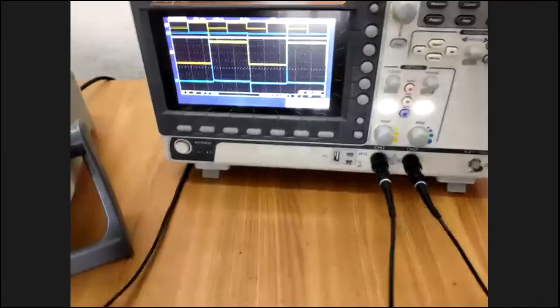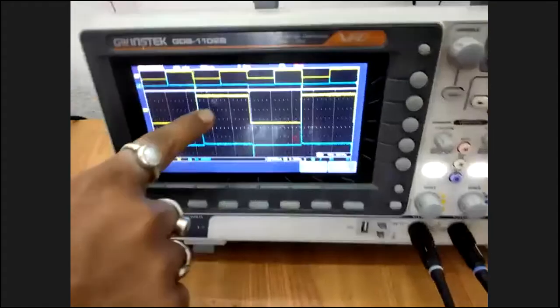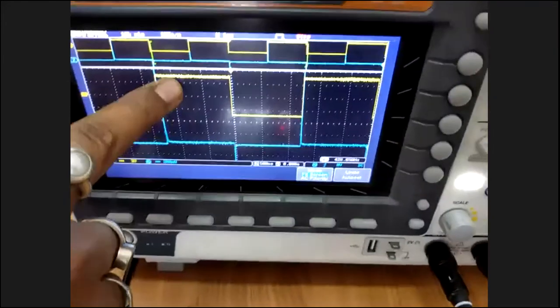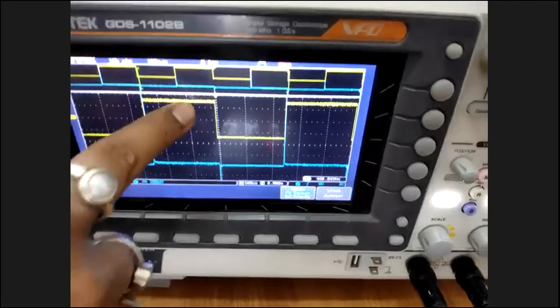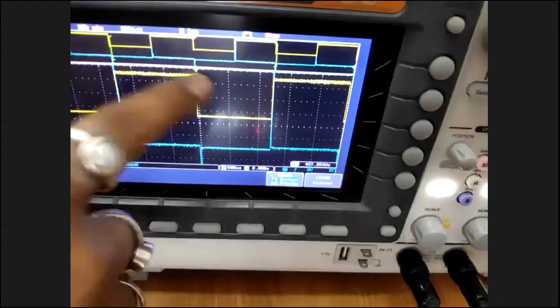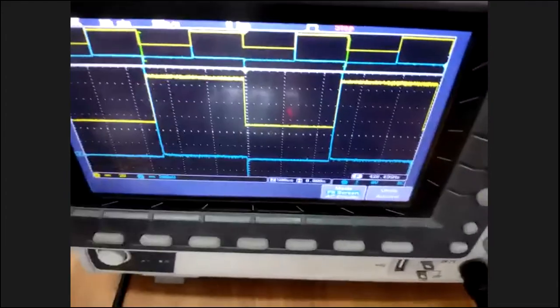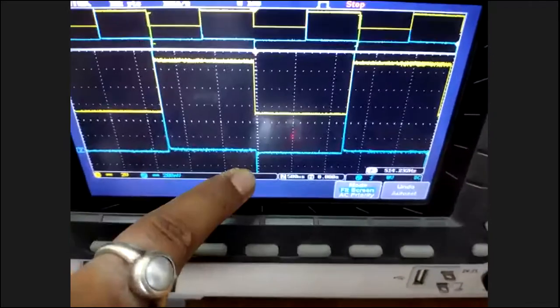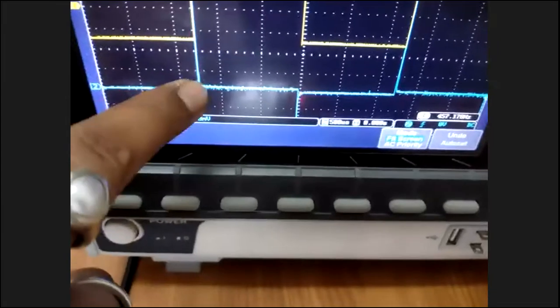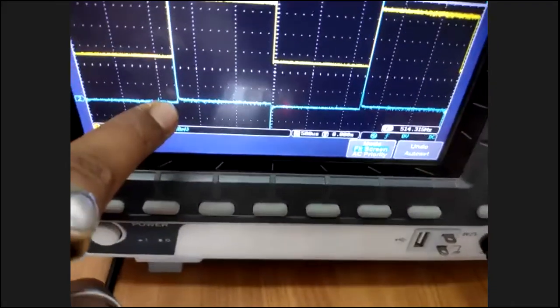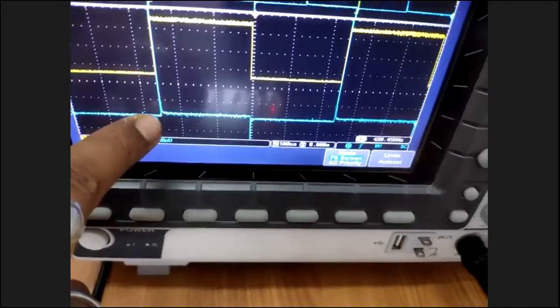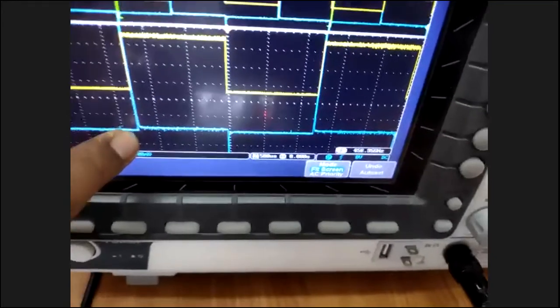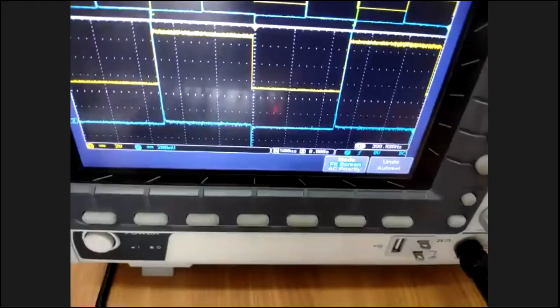Yes, sir. Okay. So there are two channels in the DSO. Channel 1, indicated in yellow, is the input signal, and the output signal is indicated in blue. The blue line indicates the RL transient response of the circuit. So what does the graph look like? The graph looks similar to this.